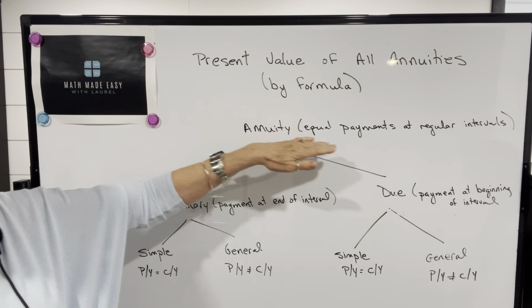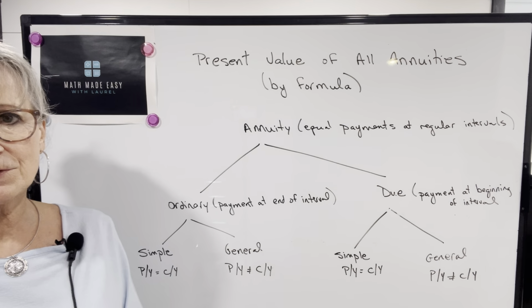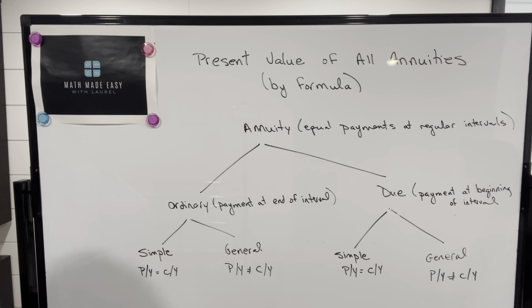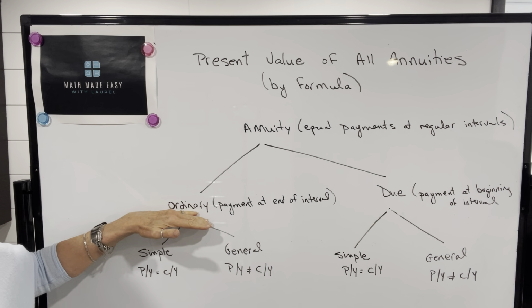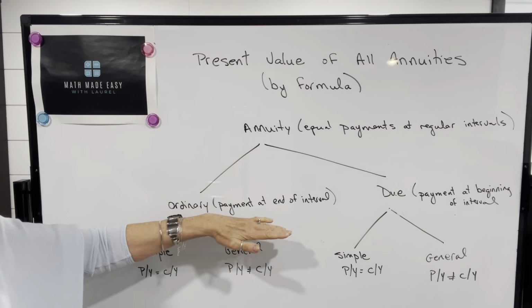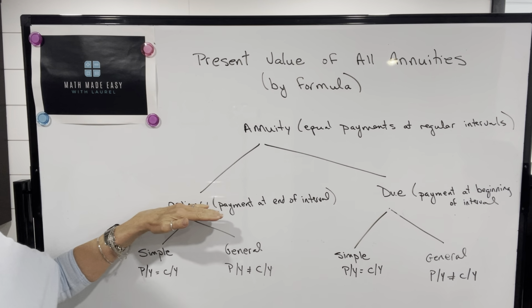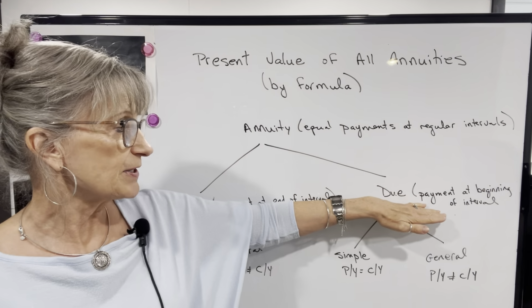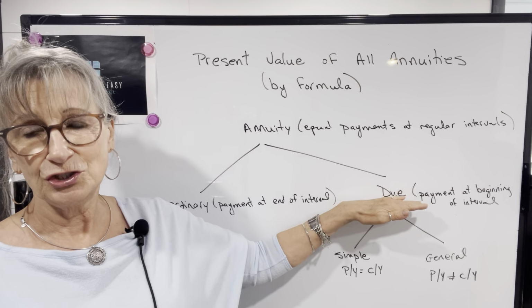So an annuity is equal payments at regular intervals. And then depending on when those payments are made, it's either an ordinary annuity or an annuity due. If the payments are at the end of the interval, it's an ordinary annuity. If the payments are at the beginning of the interval, it's an annuity due.